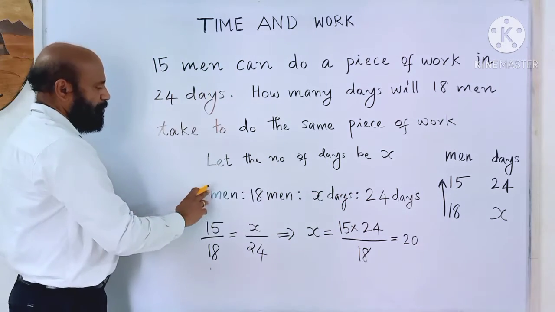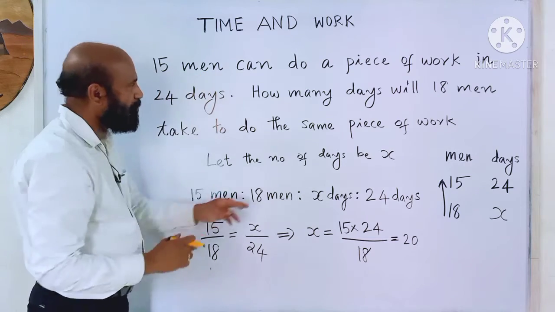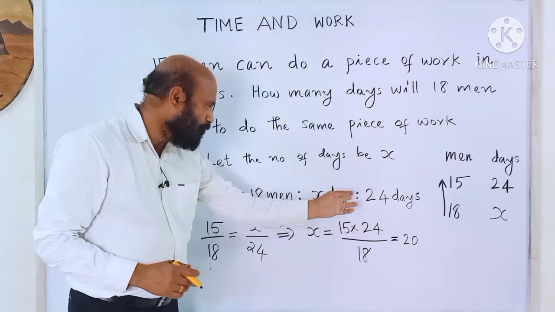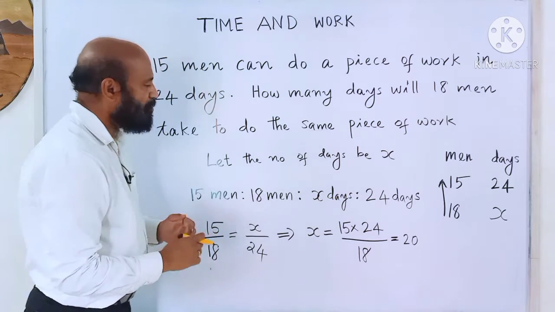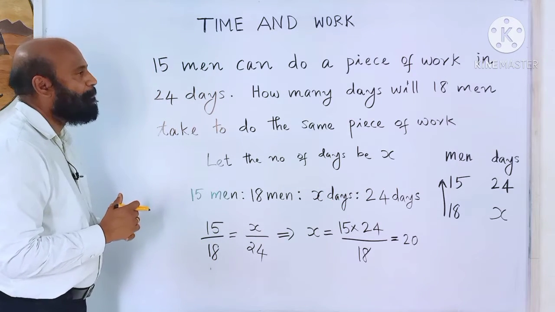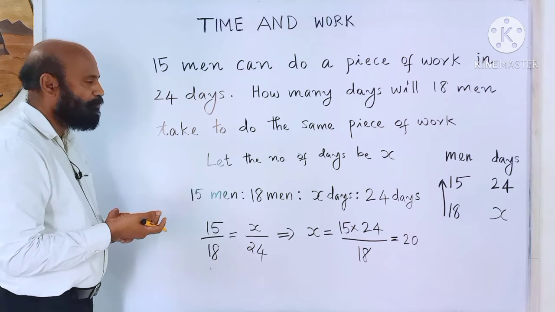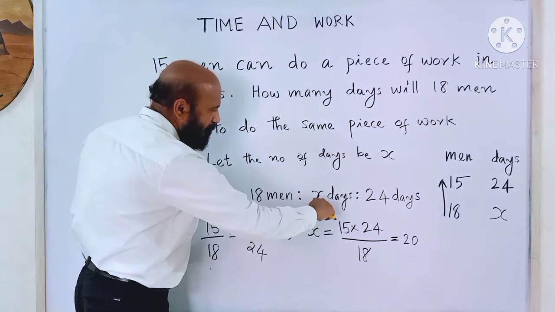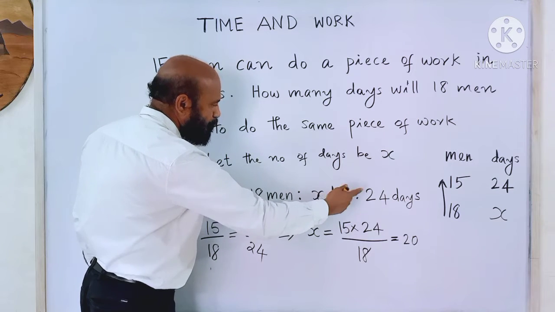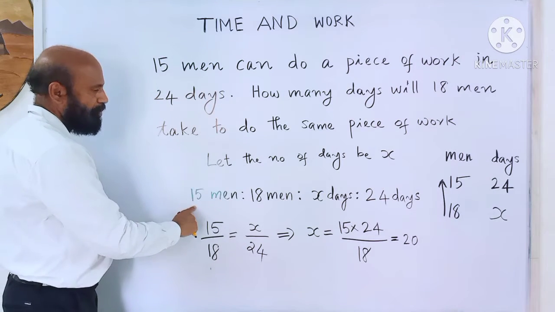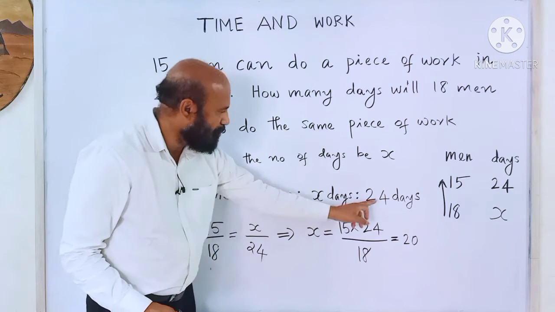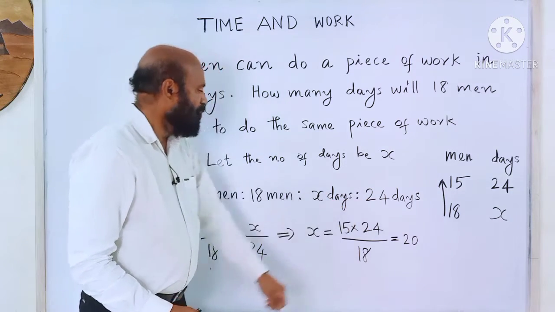15 men take 24 days. So instead of writing 24 is to x, because there's an inverse relation, when the number of men increases, the number of days decreases. That's why here it is written x is to 24, not 24 is to x. 15 men take 24, so it is written as the second number in this ratio.